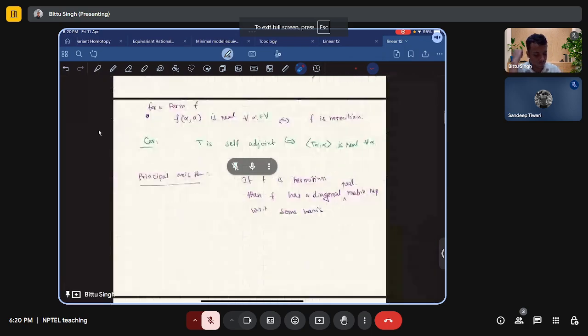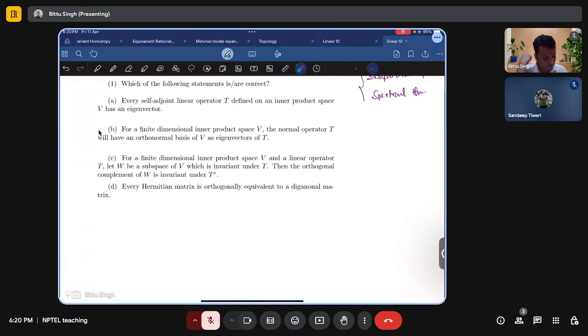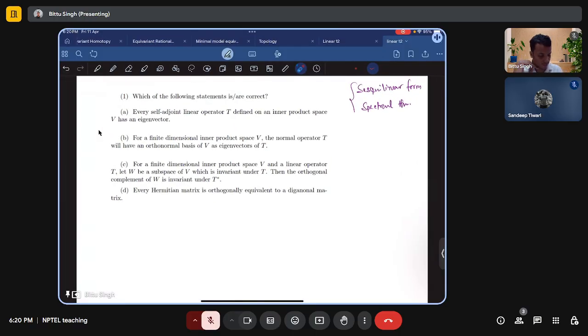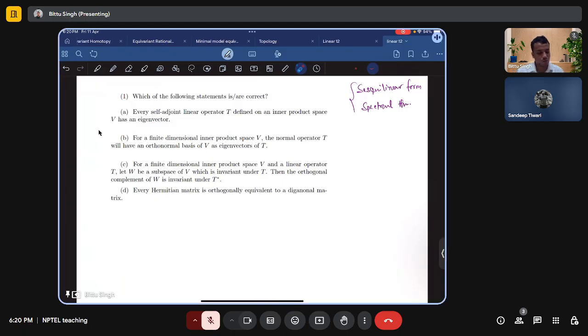So let us solve the first problem. It is not related to that sesquilinear form, but here the problem is: every self-adjoint linear operator T defined on an inner product space V has an eigenvector. Is it true? So yes and no, both.